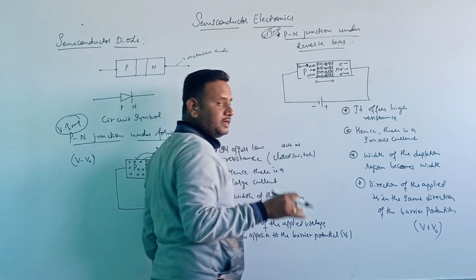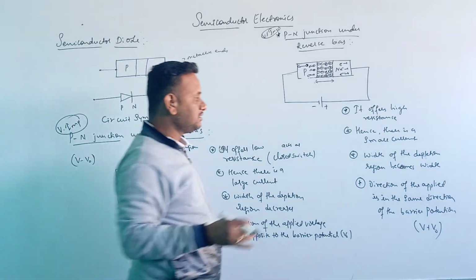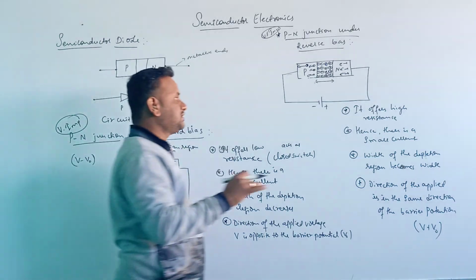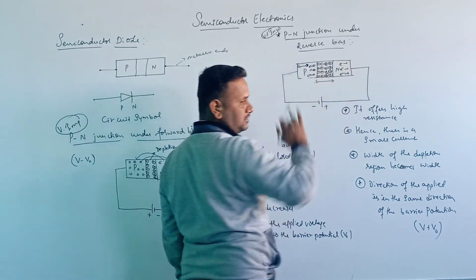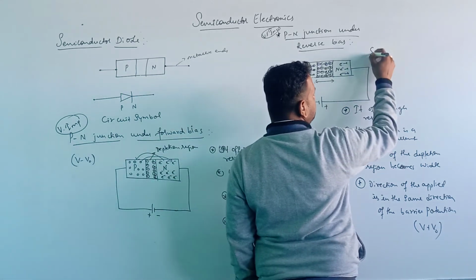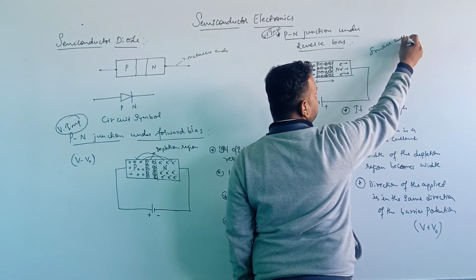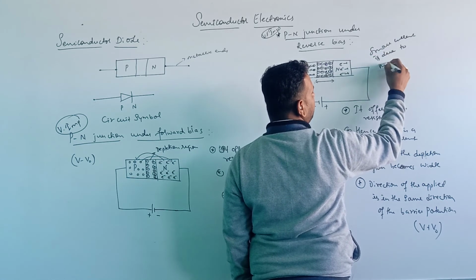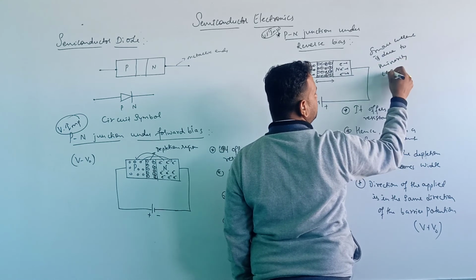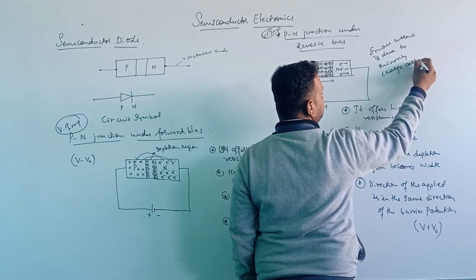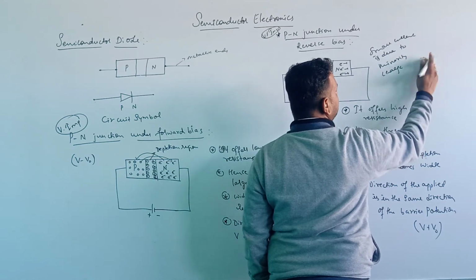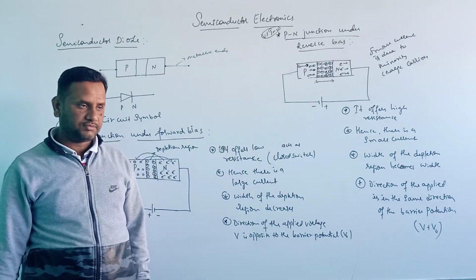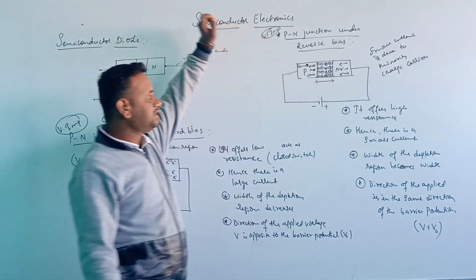Okay, so this small current is mainly due to the minority charge carriers present in the P region and the N region. So that is all about the PN junction diagram.